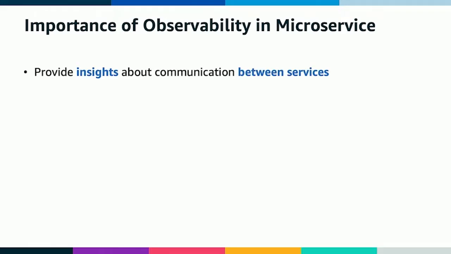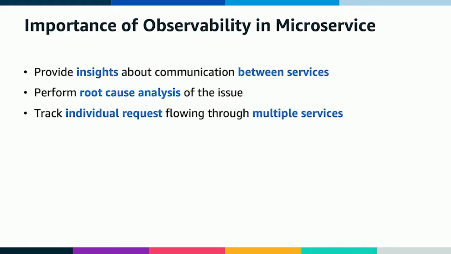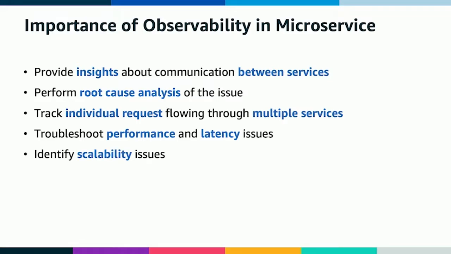Okay, then the next point, some importance of observability from the microservice perspective. The first point, provide insights based on the communication among the services. The second one, which I talked about before, is root cause analysis of the issue, tracking individual requests across multiple services, troubleshooting performance or latency issues, and identifying scalability issues.